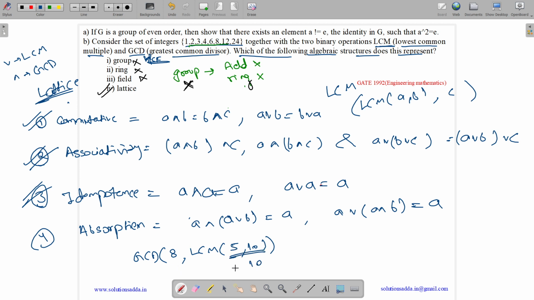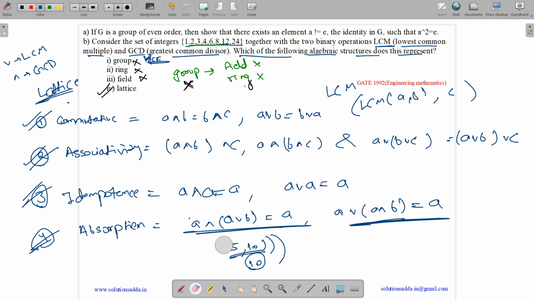And what is the GCD of 8 and 10? 8 and 10 have a GCD, greatest common divisor. So it follows this property. Both the properties are followed. Thus, you can see that it is a lattice. Okay. Thus, you can either do it by this method or the previous method.